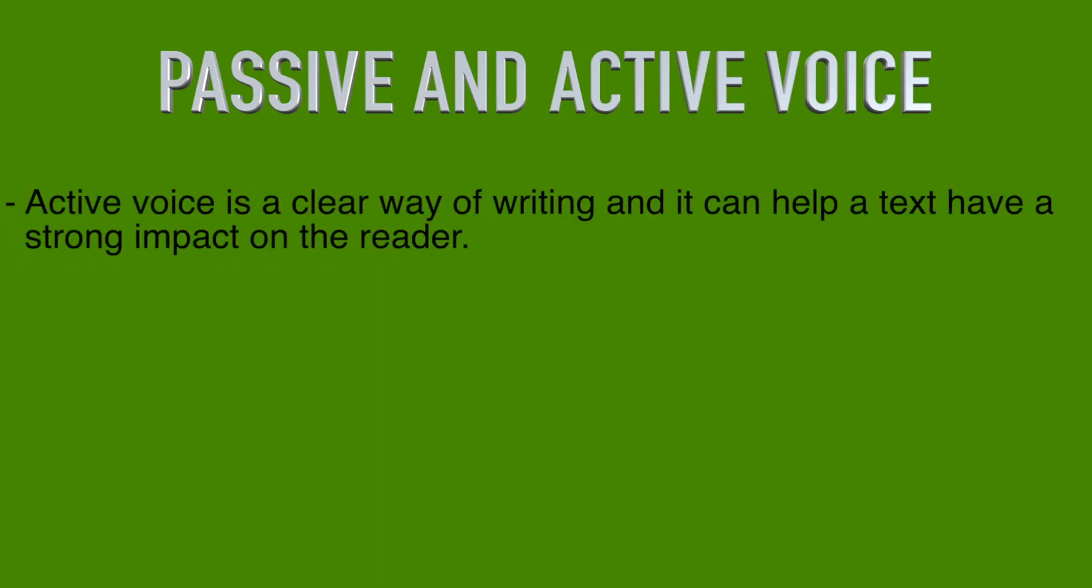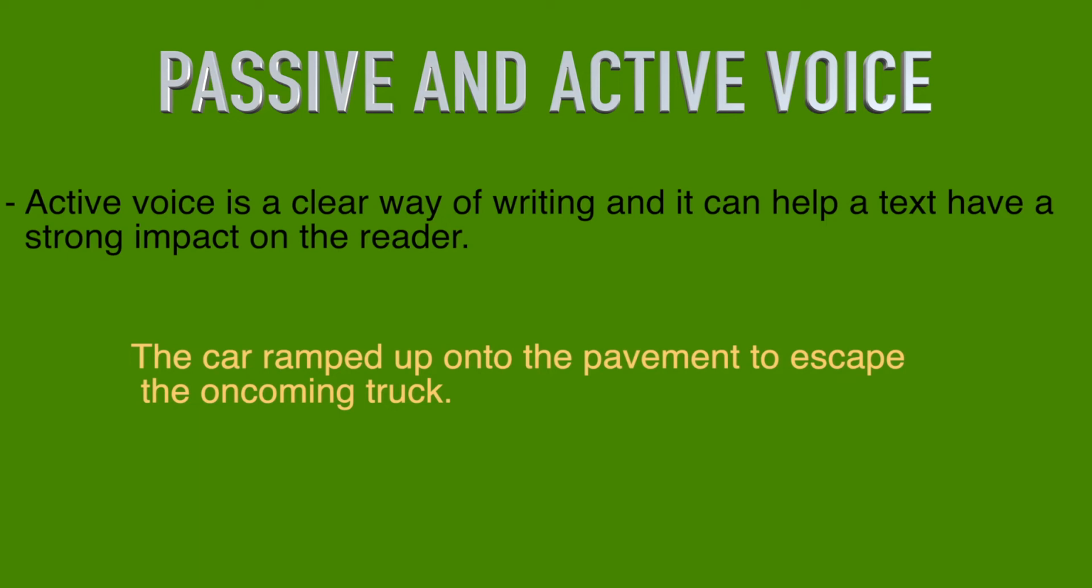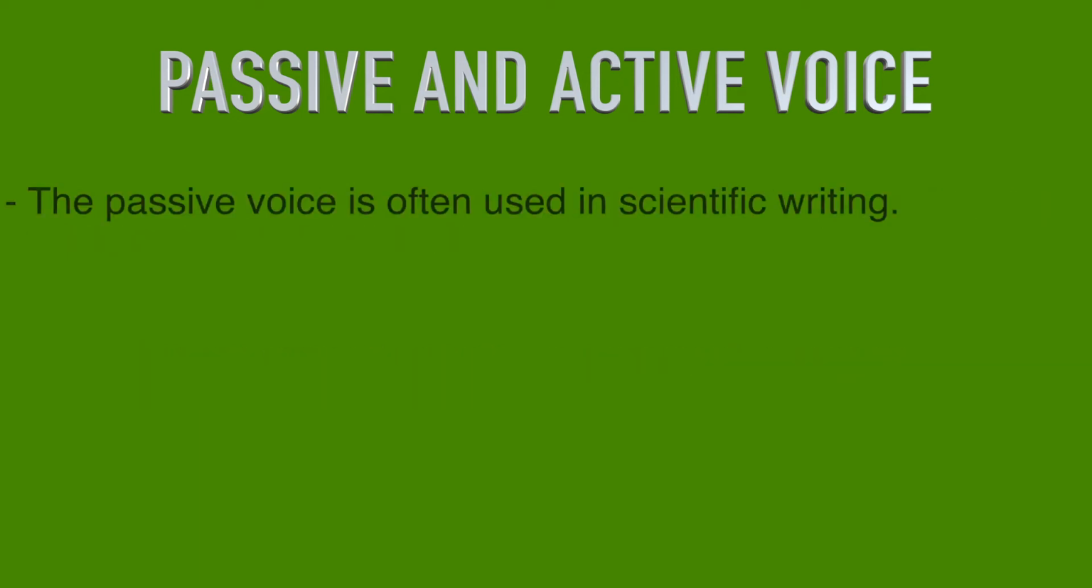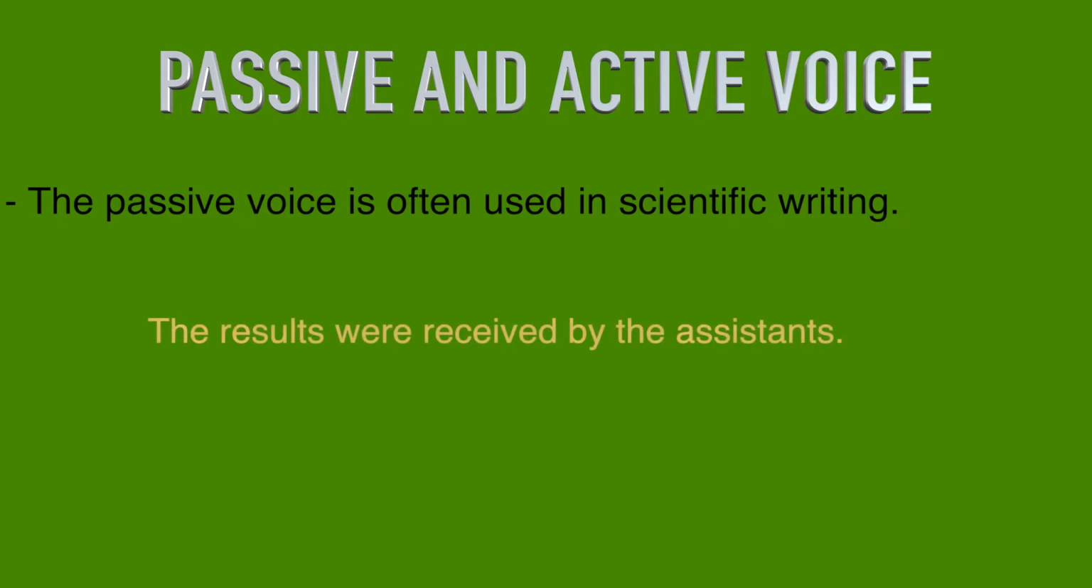Moreover, the active voice is a clear way of writing, and it can help a text have a strong impact on the reader. For example, the car rammed up onto the pavement to escape the oncoming truck. The passive voice is often used in scientific writing, where the focus is on the procedure and the results rather than on the person doing the experiment. For example, the results were received by the assistants.